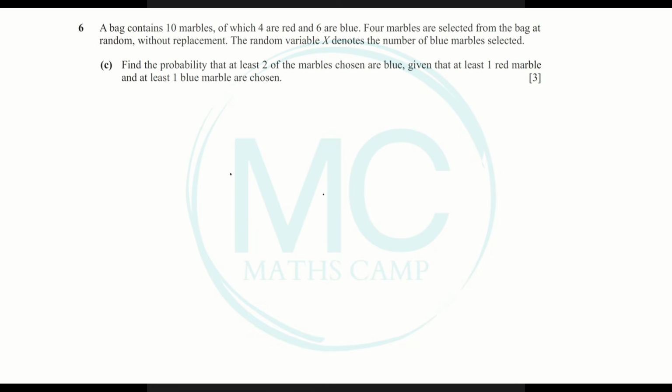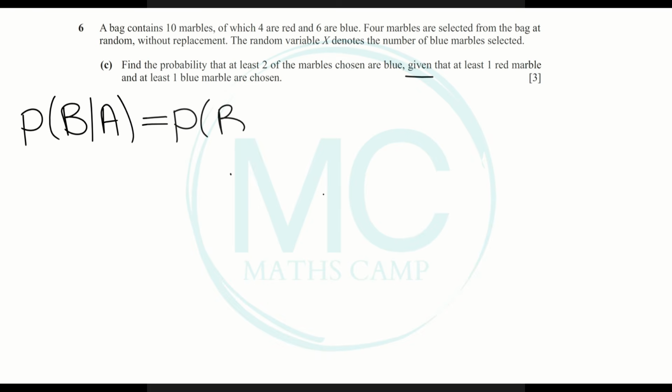Part C says find the probability that at least 2 of the marbles chosen are blue, given that at least 1 red marble and at least 1 blue marble are chosen. The word given shows us that we are working with conditional probability. And when doing this, we can use the formula probability of B given A is equal to probability of B and A over the probability of A.